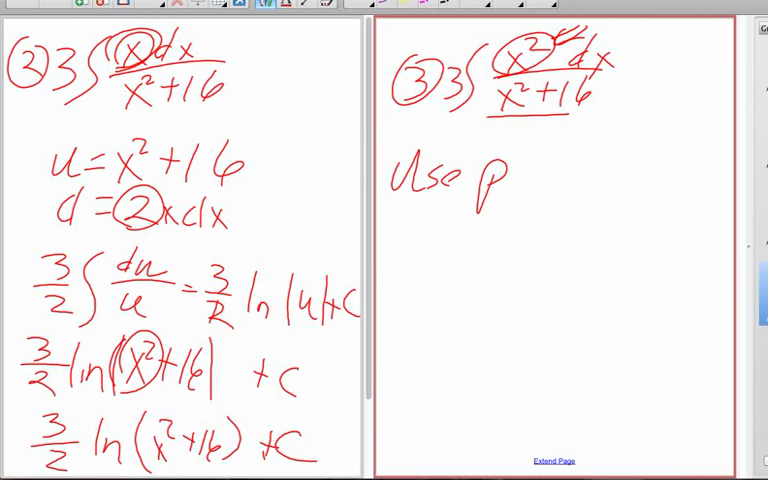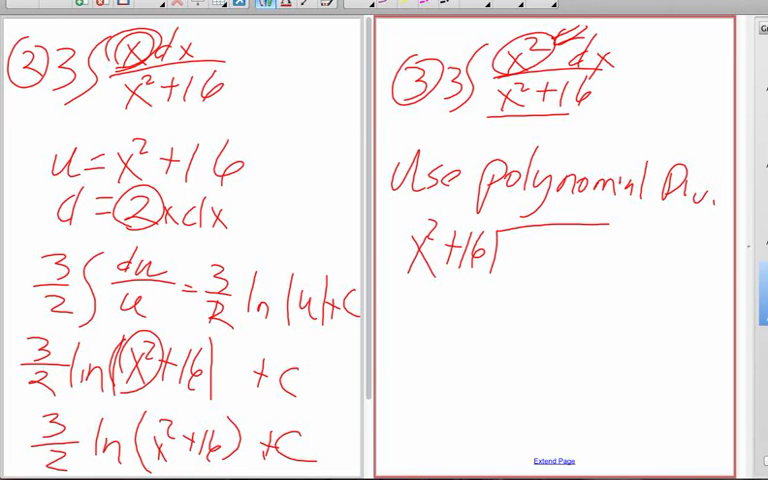Use polynomial division. So we're going to do the following. X squared plus 16 into x squared. This will go once. This will give me x squared plus 16.